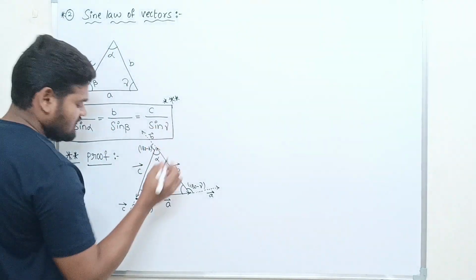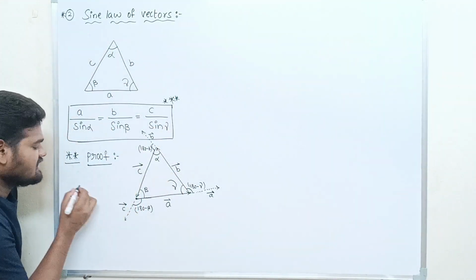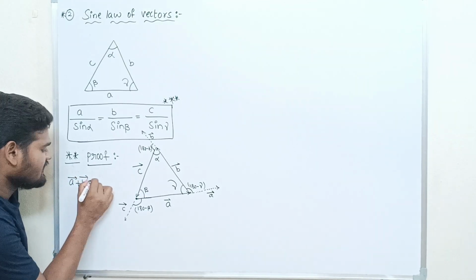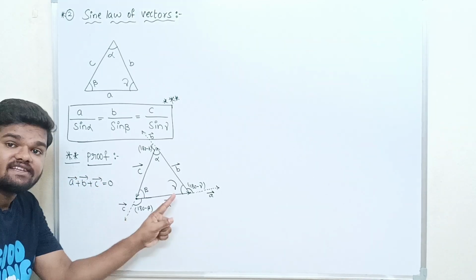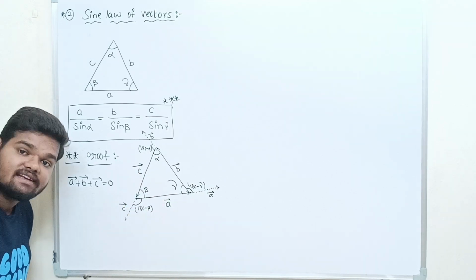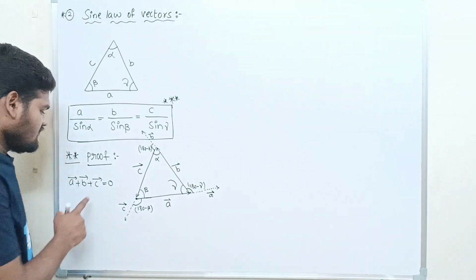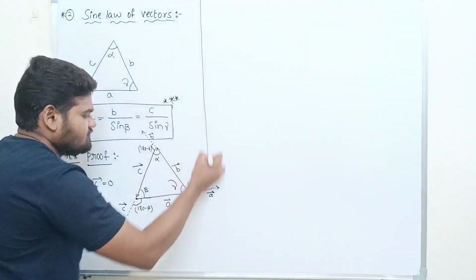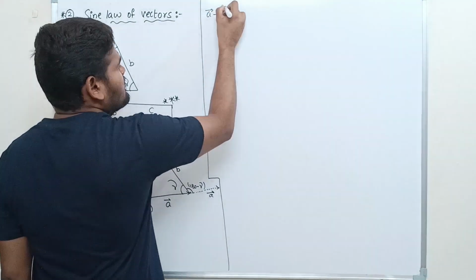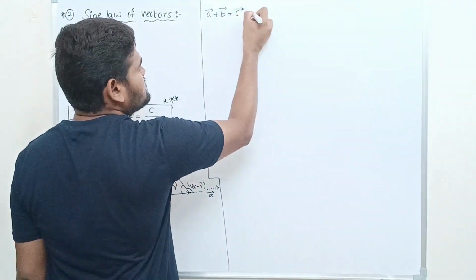Now let's proceed to find the sine law of vectors. Right, have a look. From this triangle it is clear that the vector A bar plus the vector B bar plus the vector C bar is equal to 0, because there is no resultant side for this triangle. R bar is equal to 0. Is it clear? Any doubts? Now I'm taking this equation: A bar plus B bar plus C bar is equal to 0.